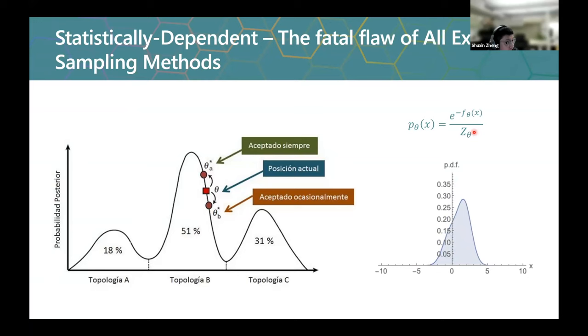Fortunately, statisticians are very clever. They invented a lot of methods to sample without knowing Z, such as MCMC sampling, rejection sampling, and so on. But the biggest feature, the biggest trade-off of these sampling methods, is that they are statistically dependent sampling, as shown in this figure. They have to base each sample on the result of the previous sample. For example, this time we sample here, the next time we sample either here or here.